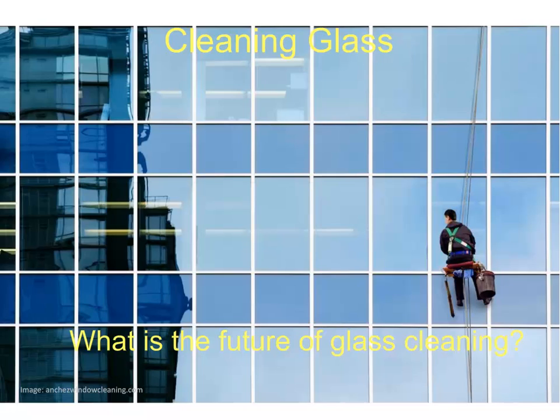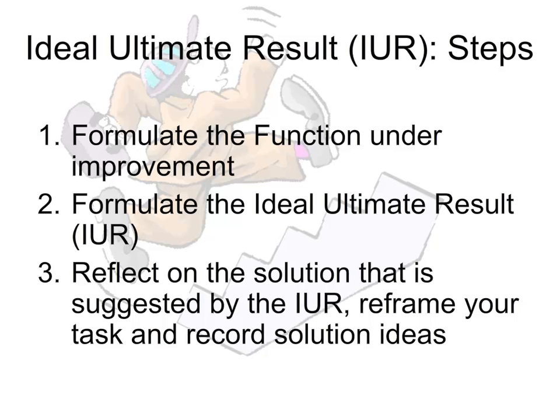Let us see what future ways to clean glass more effectively can be suggested by the heuristic of the ideal ultimate result. This slide presents the 3 steps of the ideal ultimate result procedure. First of all, we need to establish the function which we wish to improve. Secondly, it is required to formulate the ideal ultimate result. And lastly, we are expected to spend time and effort to reflect on the direction to the solution that is suggested by the ideal ultimate result, reframe our task, and record solution ideas.